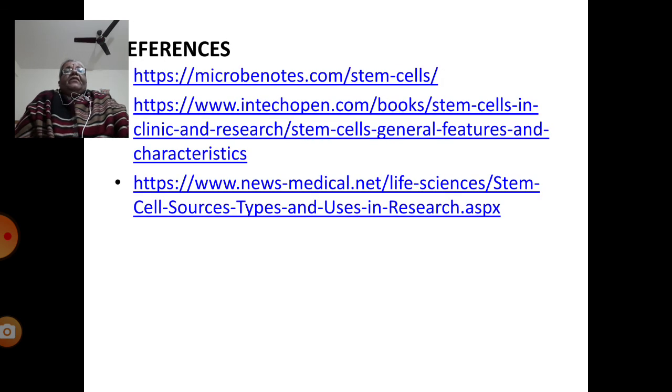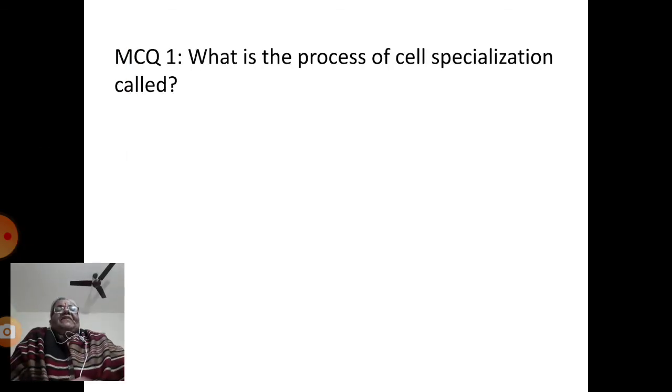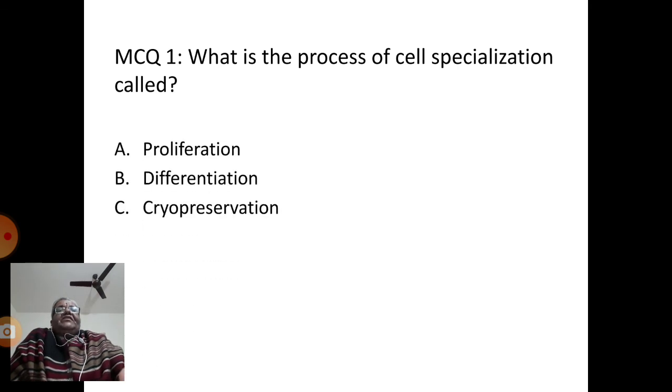All right. So these are some of the references from which these PPTs have been made, and then as an assessment part, here are a few questions in the form of MCQs. We shall just discuss MCQ 1. What is the process of cell specialization called? A. Proliferation, B. Differentiation, C. Cryopreservation, D. All of the above, and the answer is B.